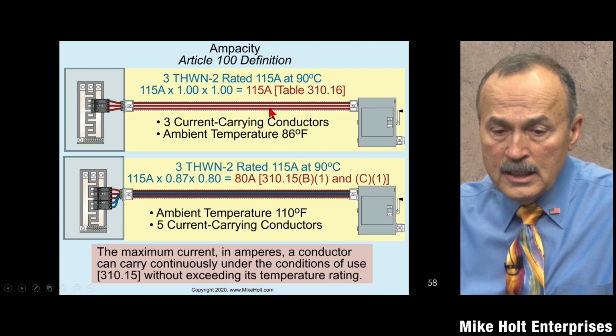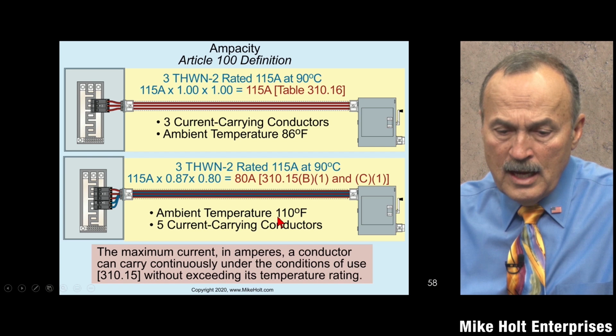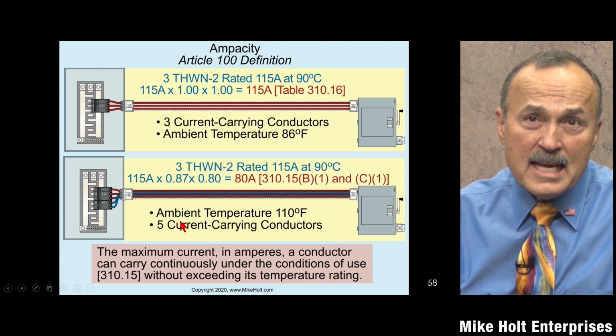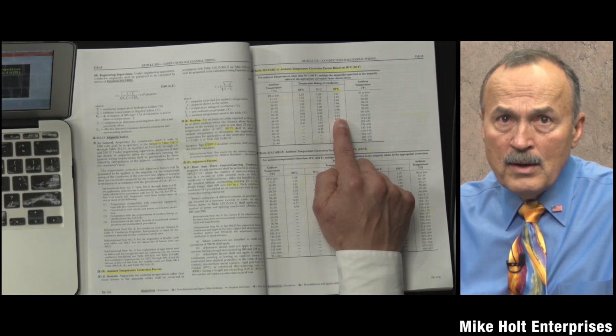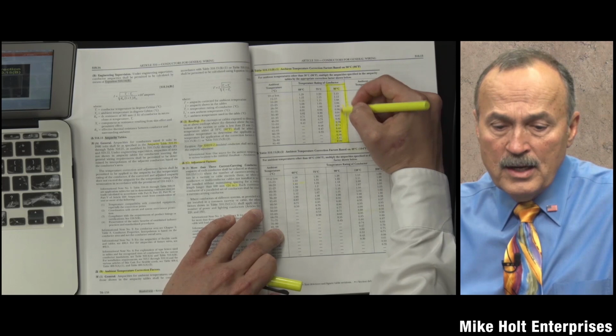Continuously. Right. Now, if I have an ambient temperature of 110 and I have five current carrying conductors, well, then I'd have to go to 310.15(B) for the temperature. And the temperature was 110. Mario, take a look at that 110. At 90 degrees C. By the way, I would cross out all the other ones on that table except the 90 degrees C, and I'd highlight only the 90 because that's the only one that we're going to use, and everything else we don't use. So the 110 is 0.87.